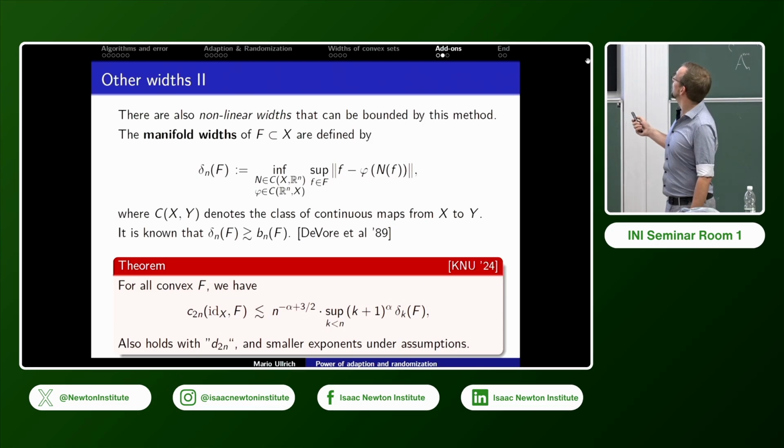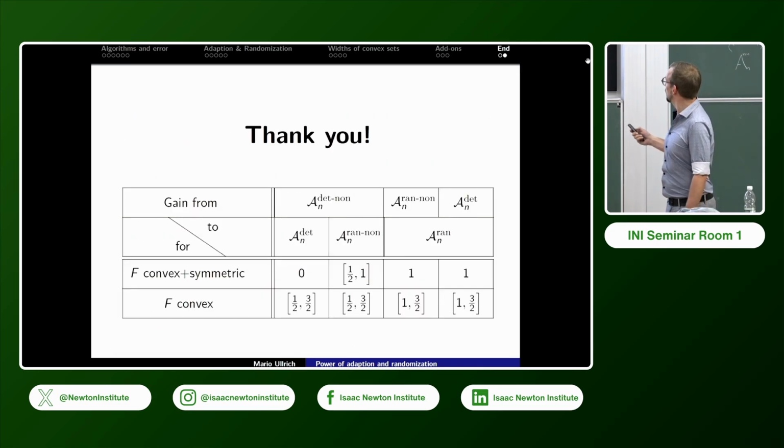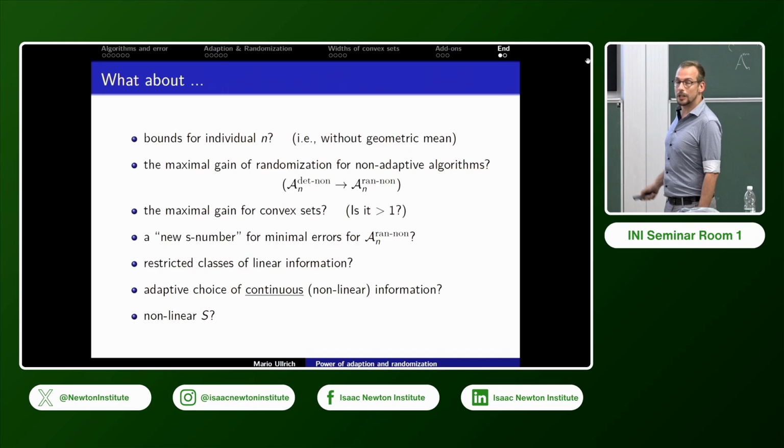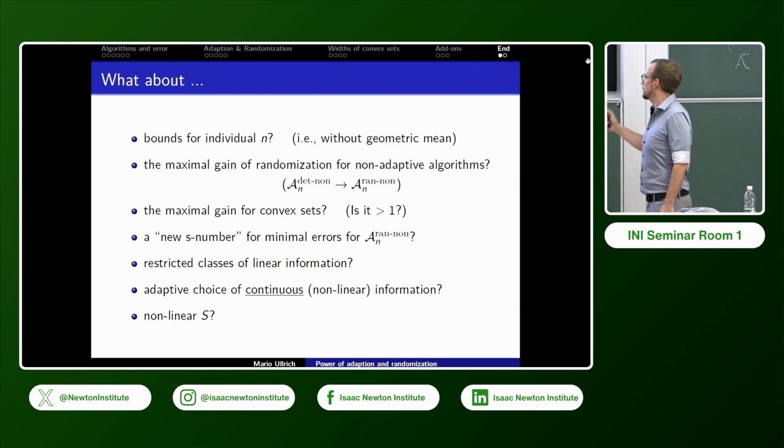And I skipped the last add-on, and that was too fast. Let's just say some words about open questions. Both for the visual n without geometric mean is the thing. And you saw the picture. There are a lot of things that are not known. What is the maximal gain? We do not know any S number for the error of randomized non-adaptive algorithms. We only know it exists. We know we can find an S number, but we do not know how to write that geometrically. Restricted classes of information, adaptive choice for continuous information is the thing. And what about nonlinear S? We do not know, but that's open to discussion.